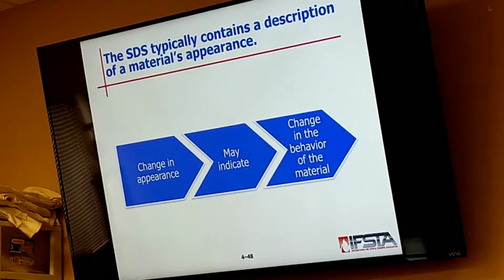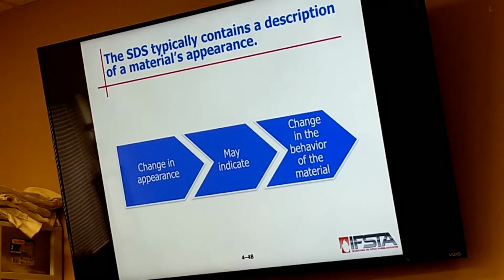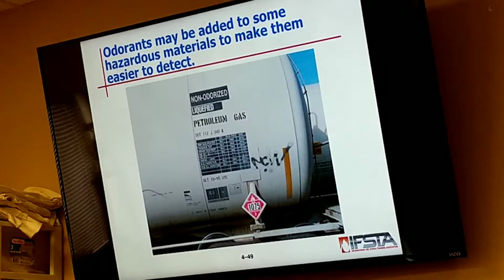Appearance and odor. Safety data sheets typically contain a description of the material's appearance. Appearance may help you detect the substance or material. You should evaluate a change in appearance. Detecting a chemical by odor could indicate the responders are too close.